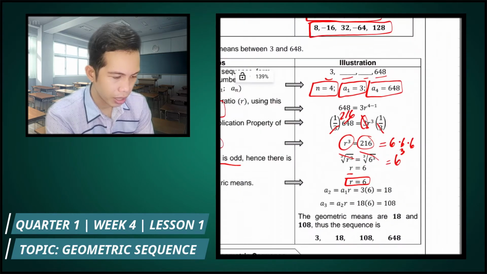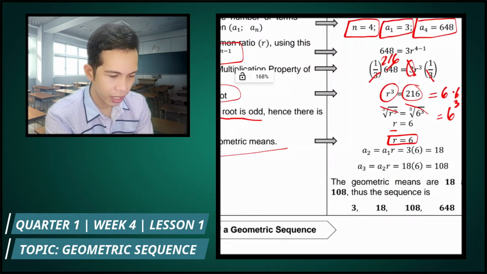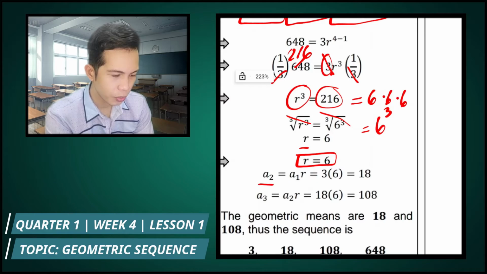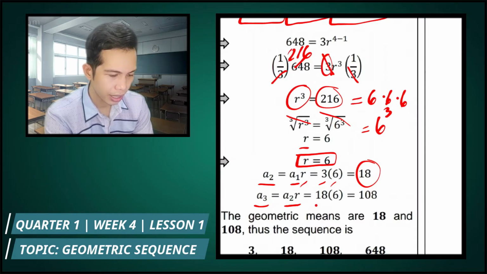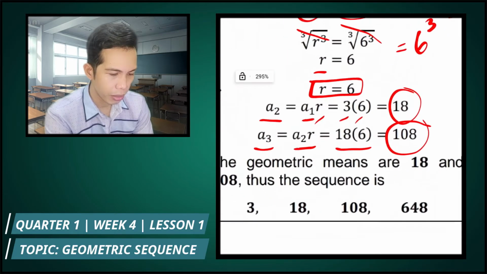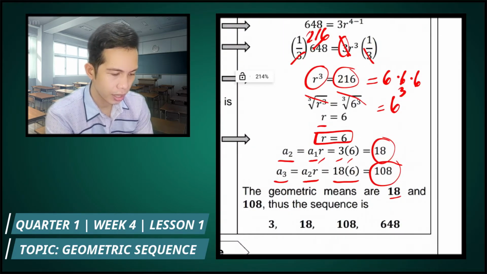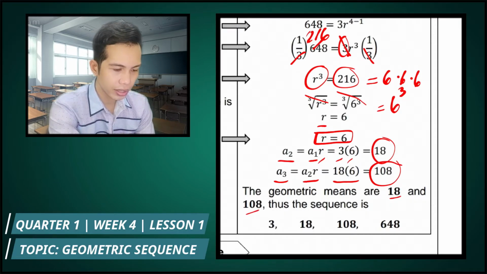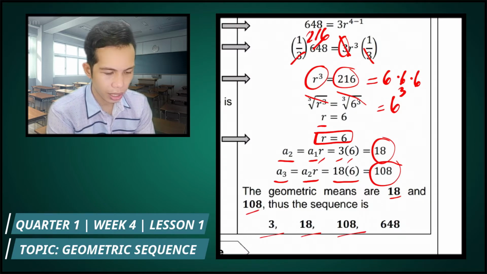Now, we can determine the geometric means by solving. We have a sub 2 is equal to the first term times r. So, 3 times 6, that is 18. And for a sub 3, that is a sub 2 times r, 18 times 6, and that is 108. Therefore, the geometric means are 18 and 108. And our sequence will be 3, 18, 108, and 648.